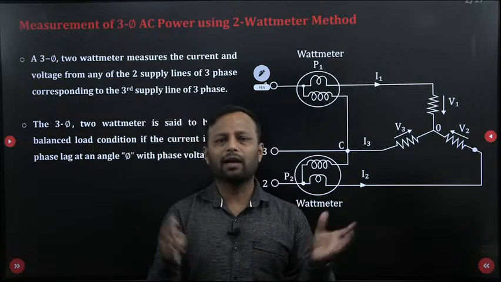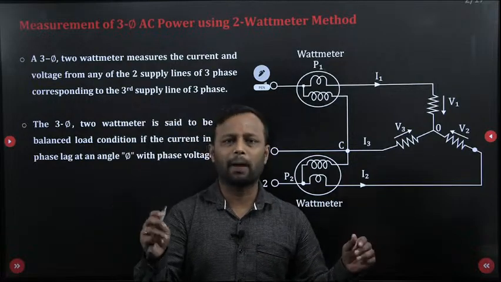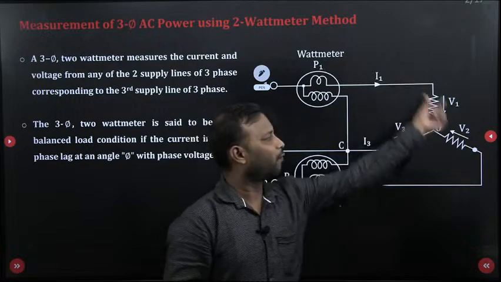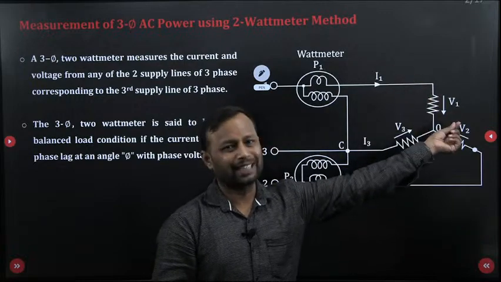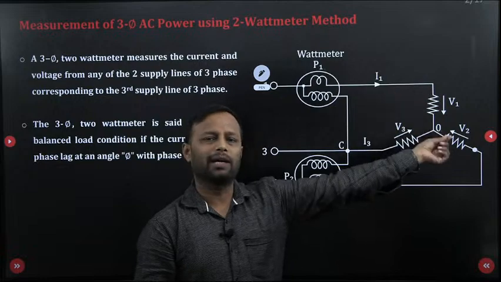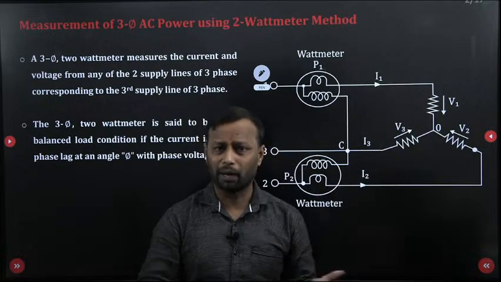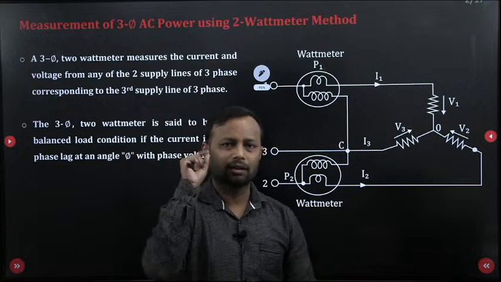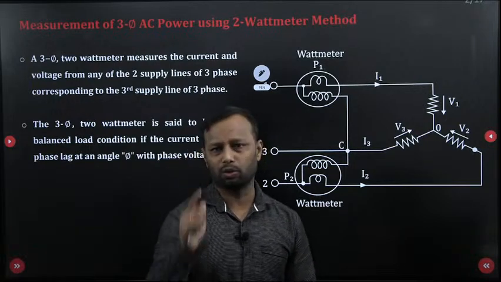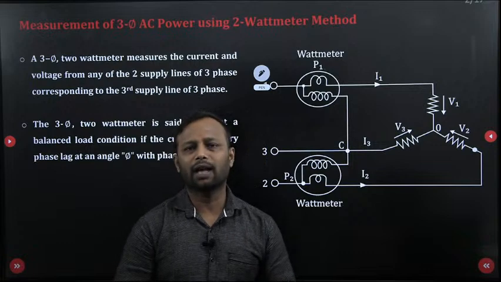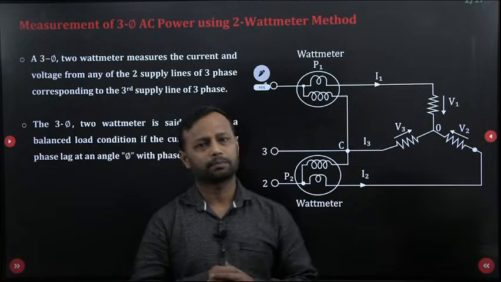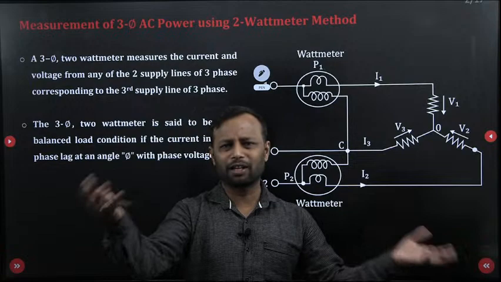The meaning is that if the load is balanced and the source is balanced, then we can find the power across a single phase, and if we multiply that power by 3, we get the 3-phase power. But the constraint is that the load and source have to be balanced. And what is the other alternative? We can use the 3 wattmeter method.